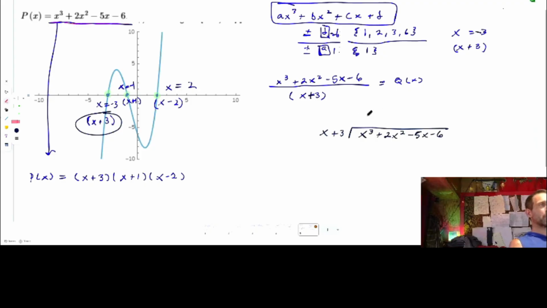So then what's my first guess? What goes in this box? X. Because I need that to be an x cubed. It needs to be what? An x squared, right? Yeah. Jolly good.